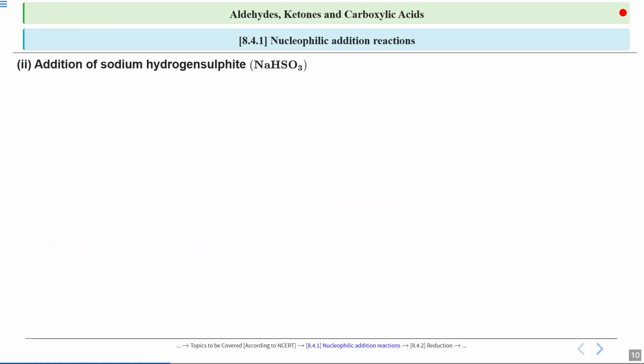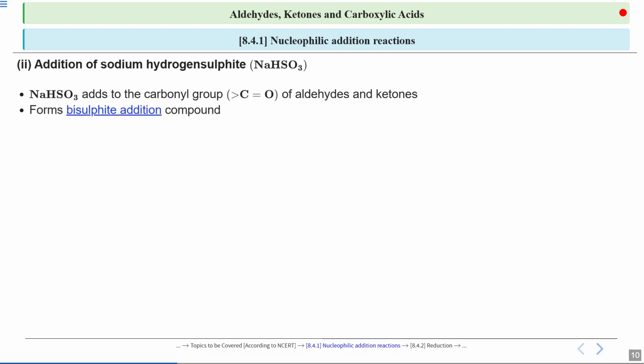Now we will see the next nucleophilic addition reaction, which is the addition of sodium hydrogen sulfite, or NaHSO3. In this reaction, a nucleophile, which is an electron-rich species, sodium hydrogen sulfite in this case, attacks the electrophilic carbon in the carbonyl group. When NaHSO3 adds to the carbonyl group, it forms a bisulfite addition compound.